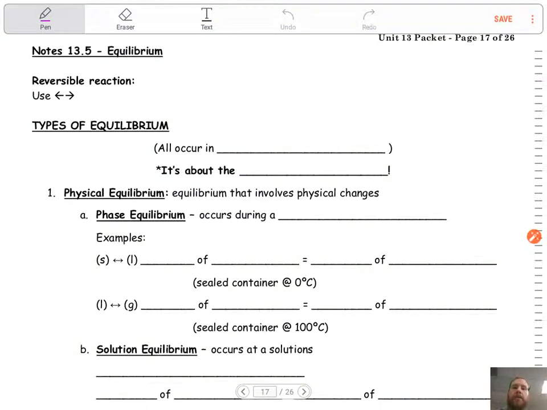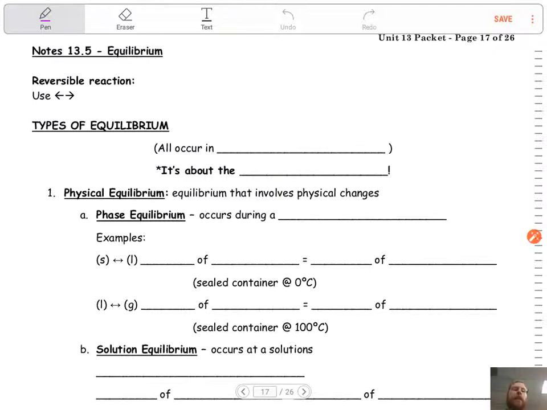Hey guys, this is notes 13.5. We're going to be talking about equilibrium now. So we've kind of mentioned it, hinted at it and stuff. We're going to get into the details of it in this video. And this is something very, very important. I know I say that with everything, but more and more questions are popping up about this on the Regents.